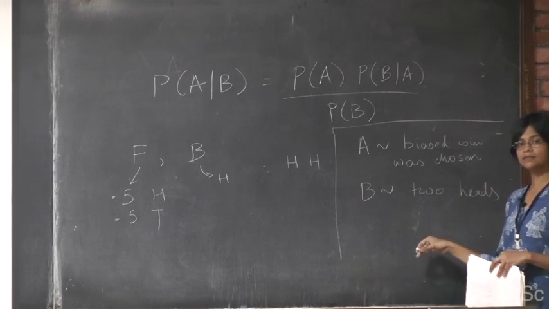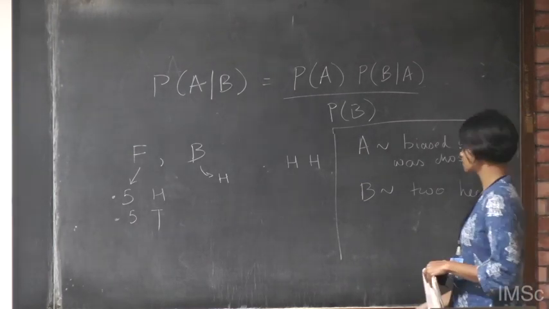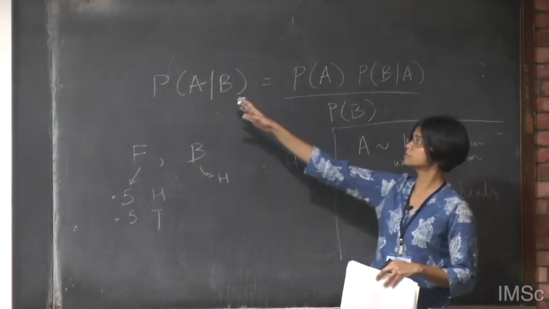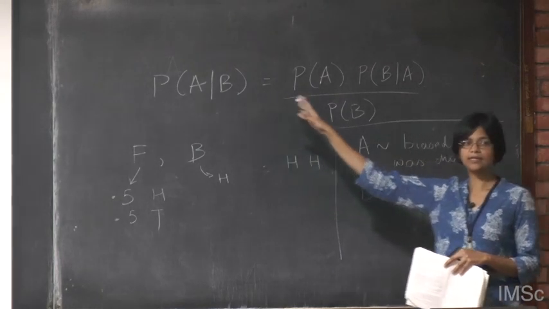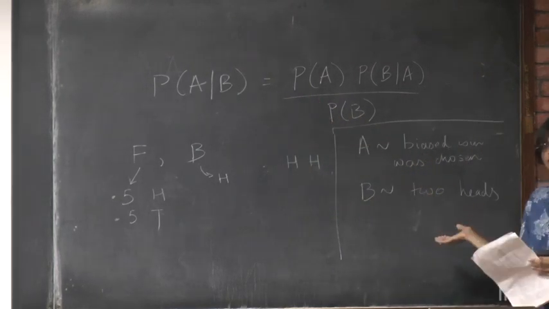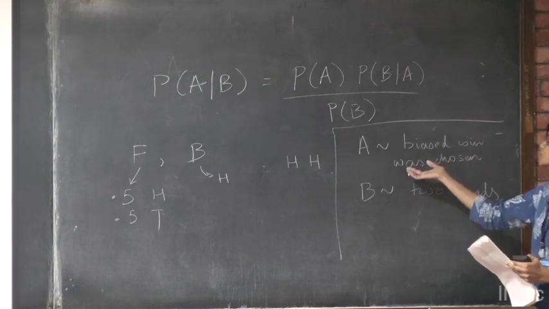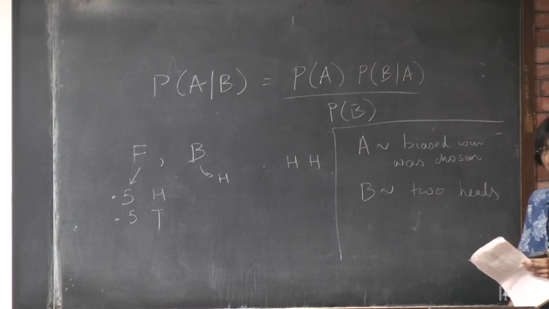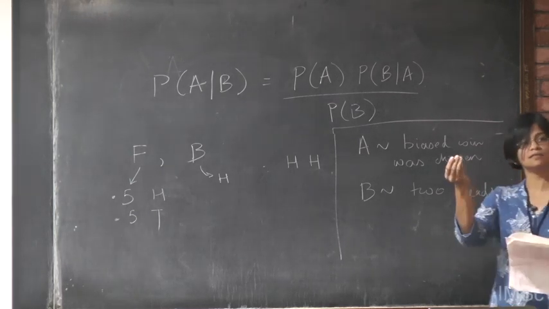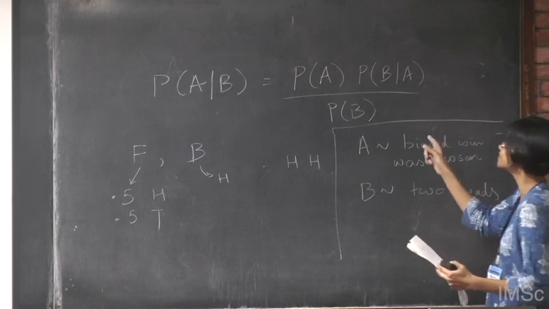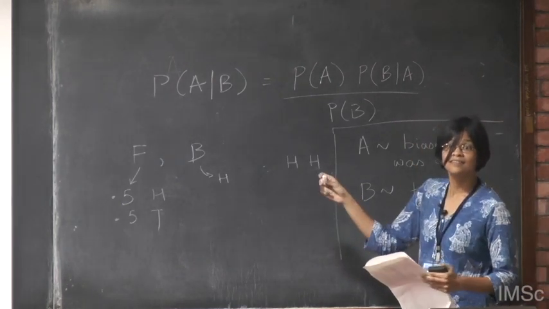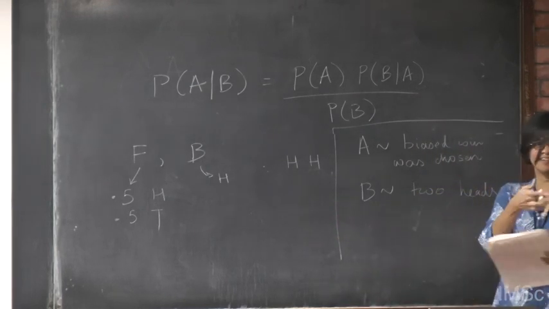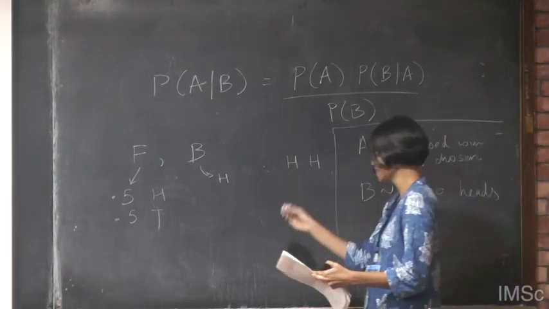What do you want to find? The probability of A given B, right? You've now been told that you got two heads, so conditional on that, what is the probability that the coin that I picked was biased? Somebody's telling me the answer. What is the answer? 0.8? Okay. Anybody else? Let's go through the process.